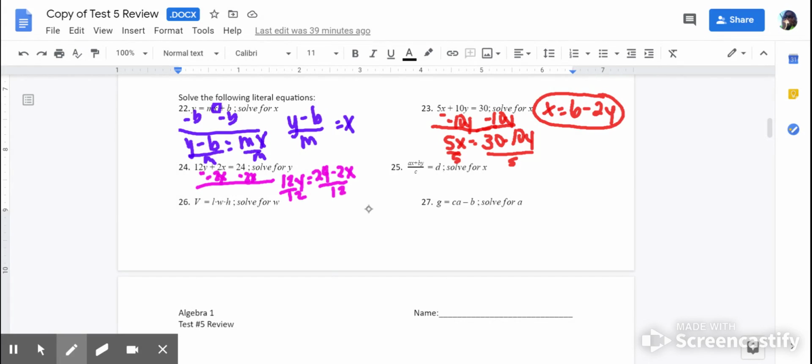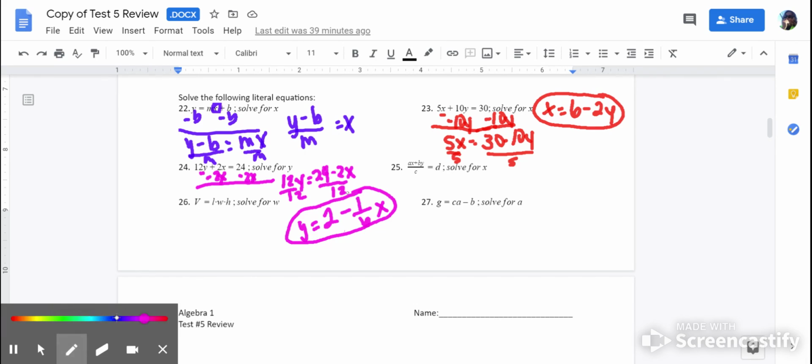You can put this in simplest form if you want to. 24 divided by 12 is 2, or I'm sorry, that's not a y, that is 24. So 24 divided by 12 is 2, and then 2 divided by 12 leaves me with 1/6 x. It would be acceptable if you left it y equals 24 minus 2x divided by 12. This last step just puts it in simplest form.